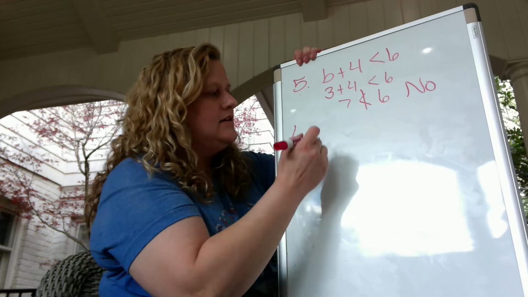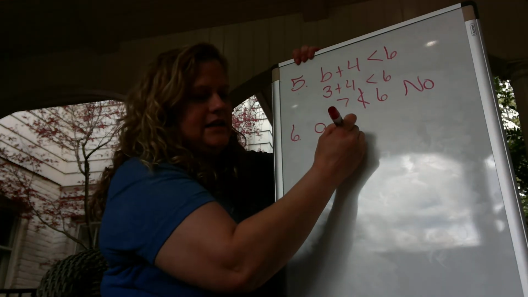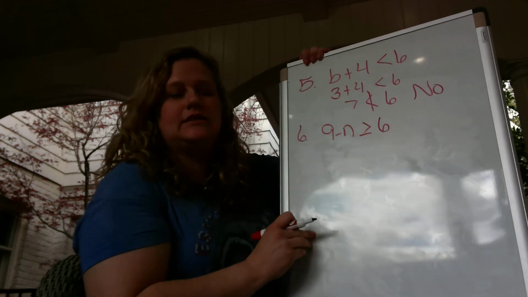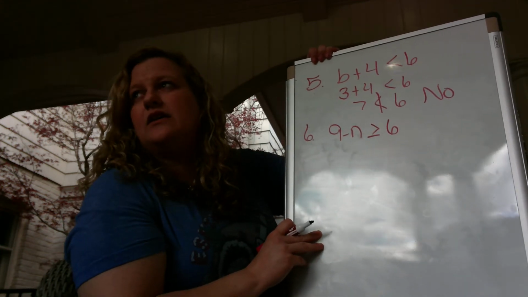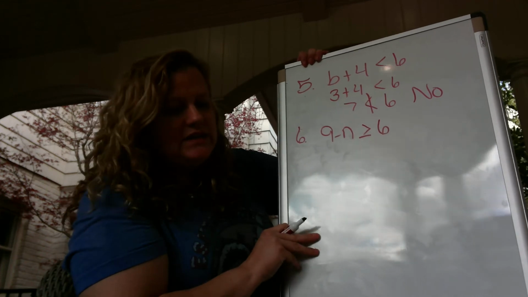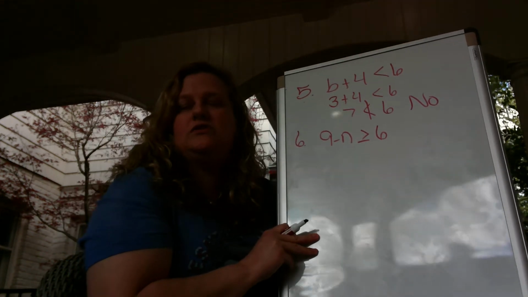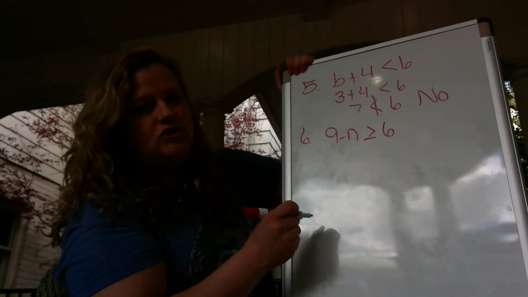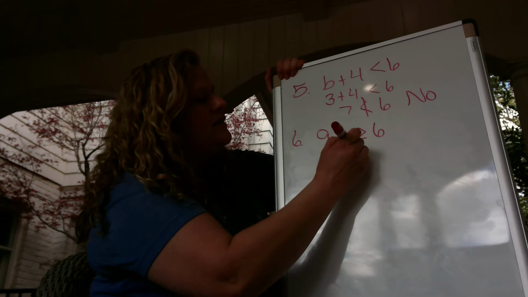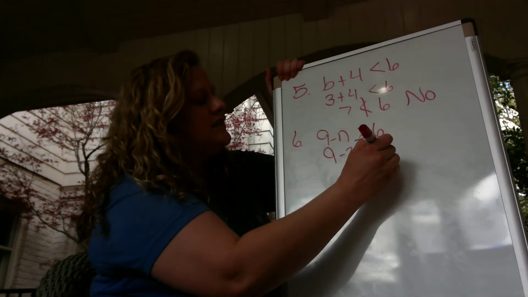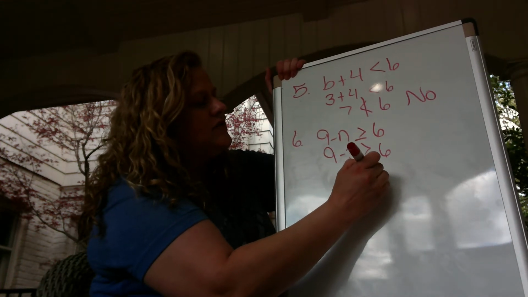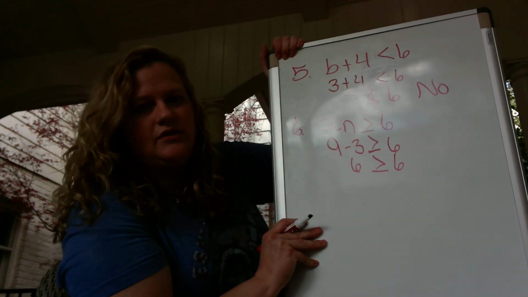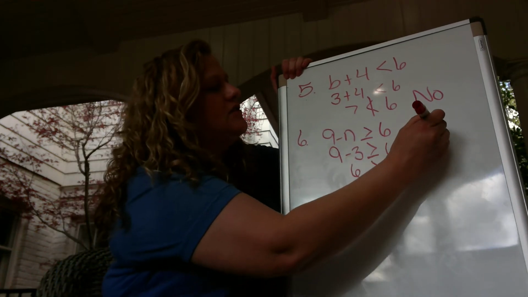6 says 9 minus n is greater than or equal to 6. Peyton, in the house. 9 minus n is greater than or equal to 6. It wants to know, again, if 3 is a possible solution. So that would be 9 minus 3 is greater than or equal to 6. 6 is greater than or equal to 6. And because of that equal to, this is now a possible solution. So yes.